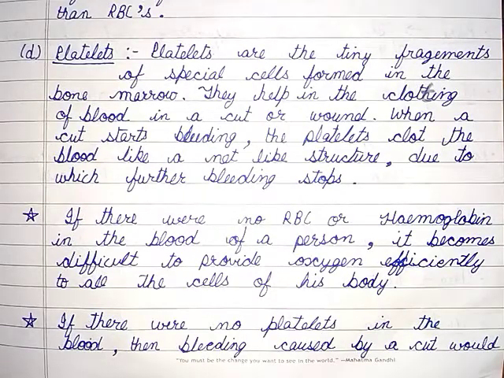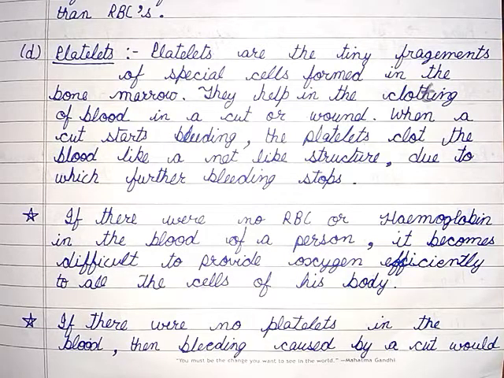Platelets. Platelets are the tiny fragments of special cells formed in the bone marrow. They help in the clotting of blood in a cut or wound. When a cut starts bleeding, the platelets clot the blood like a net-like structure, due to which further bleeding stops.